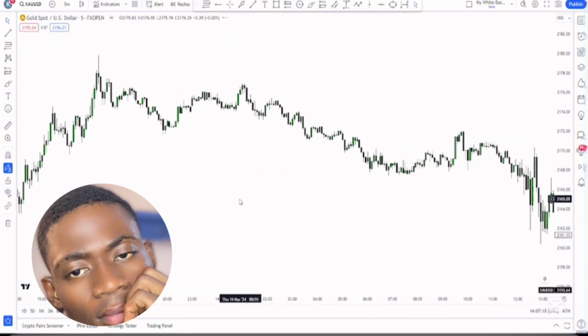All right. So guys, this is all about the simplicity of top-down analysis. You need to do this time and again to understand it.